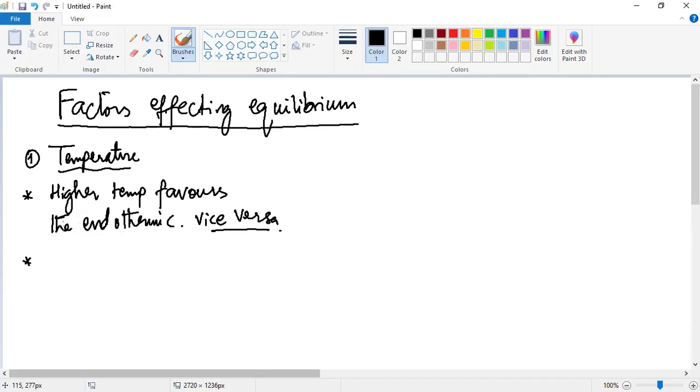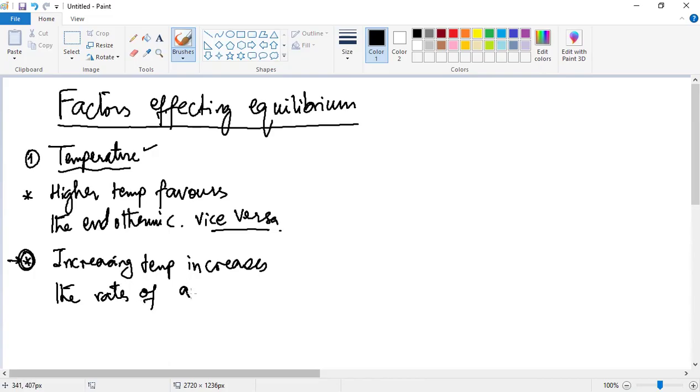Whereas one important thing is that increasing temperature increases the rates of all the reactions. In fact, this is a really important point, and this is what examiners don't ask in O-level. In A-level, they really ask it again and again. Increasing temperature increases the rates of all reactions. I mean, forward, backward, overall, everything increases, but the endothermic side increases more. Hence, we say the equilibrium has shifted to the other side.